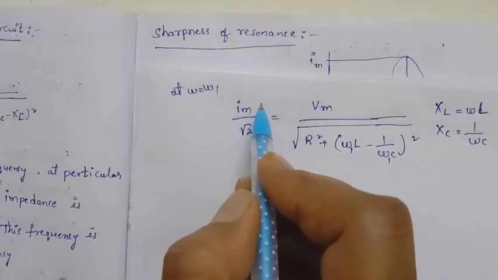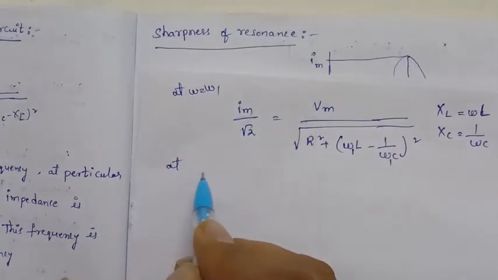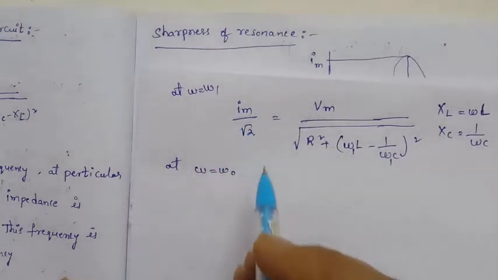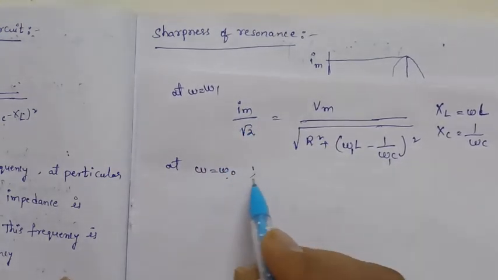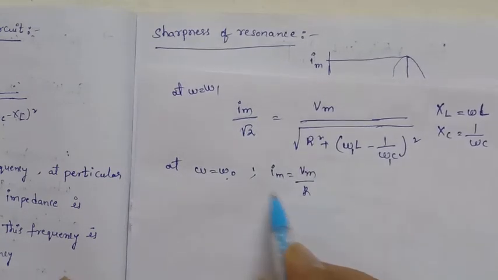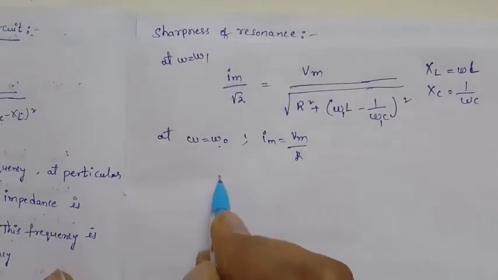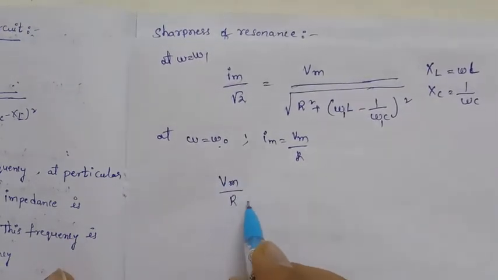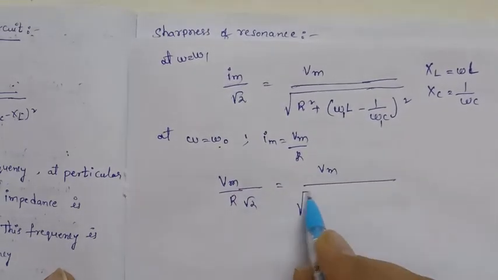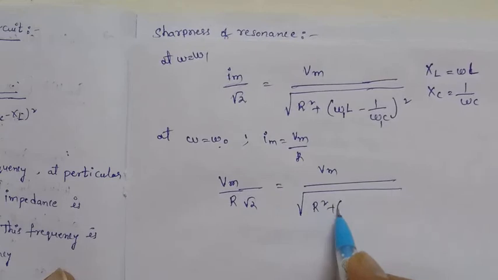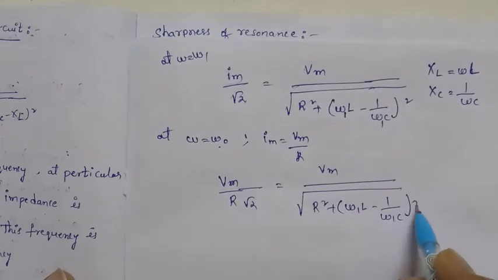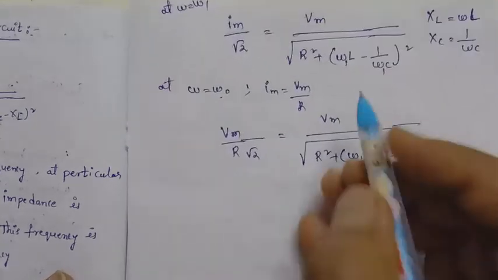So what about the resonance frequency? At omega equal to omega naught, these calculations are done at resonance frequency. Im is equal to Vm by R, so you have to substitute here. Im is equal to Vm upon R, which equals Vm upon root 2 times under root of R square plus omega 1 L minus 1 by omega 1 C whole square. So Vm gets cancelled.